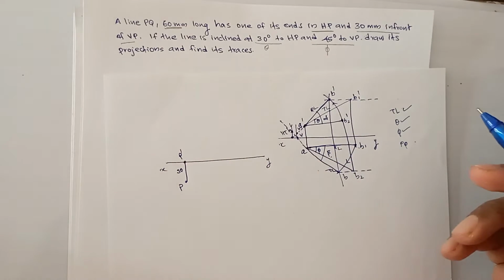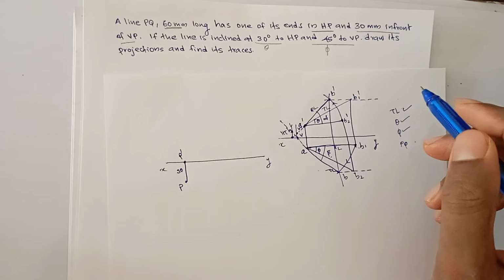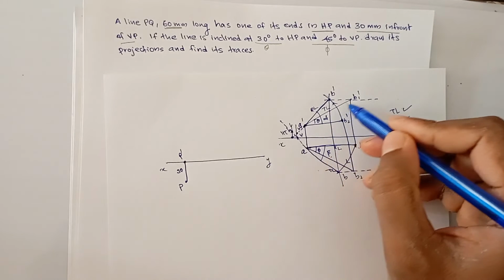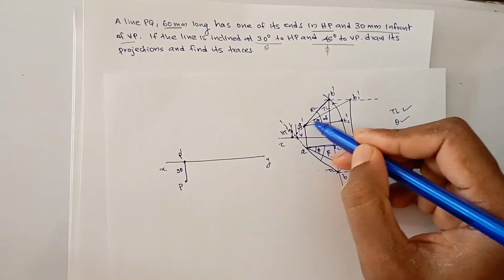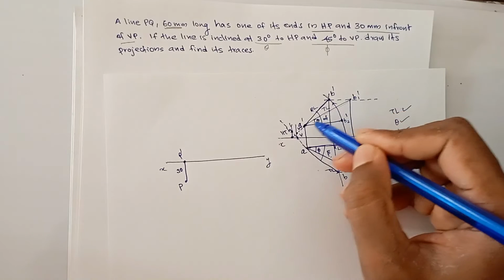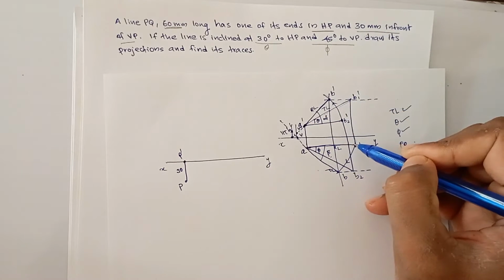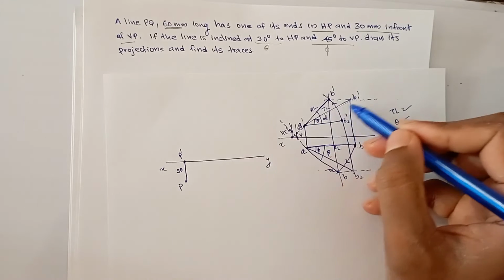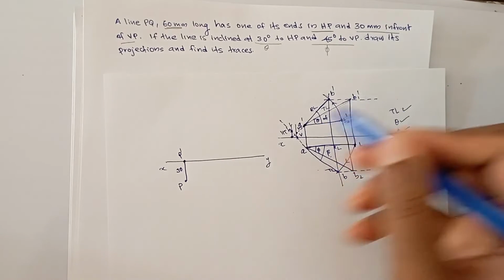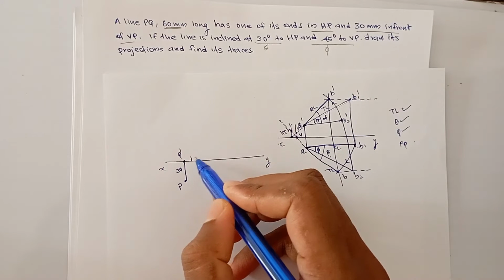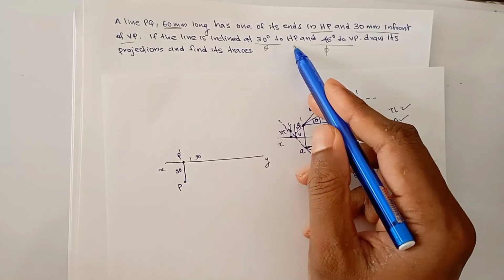And what is the first step? You have to make the line parallel to VP, and draw the front view and top view. This is the front view of the line when parallel to VP, and you have to draw the top view. Is the length of the line given? Yes, the length of the line is given, this is 60. And what about the angle theta? Yes, it's also given. So you have to take an angle of 30 degrees with HP, that is theta.